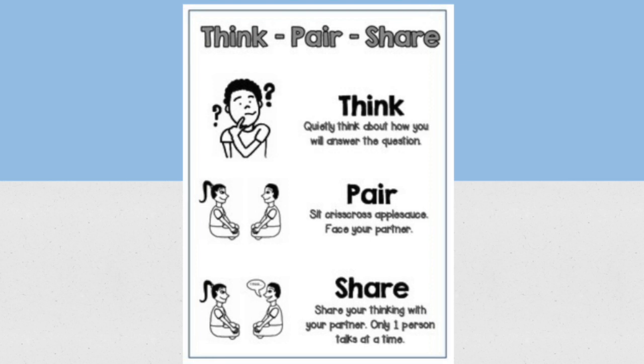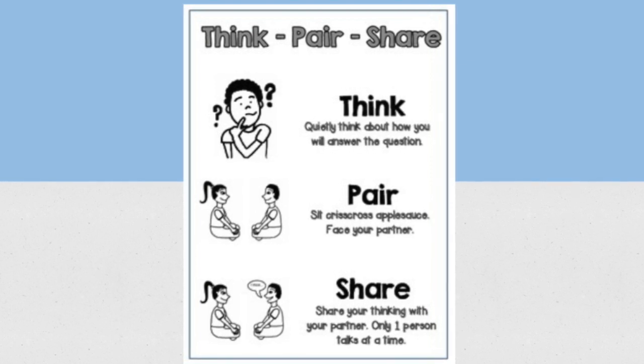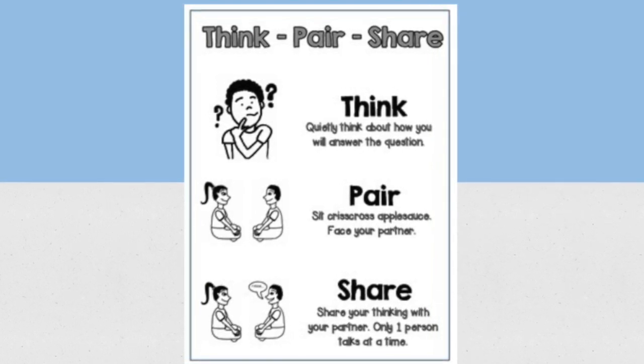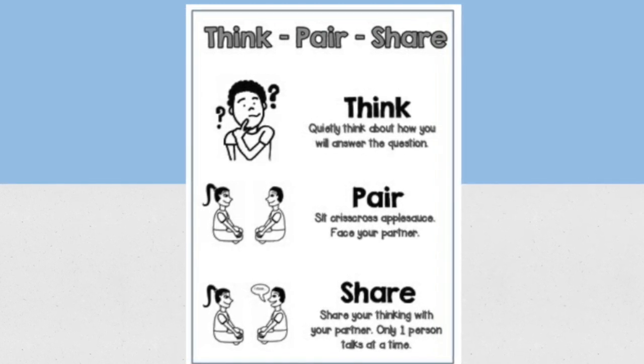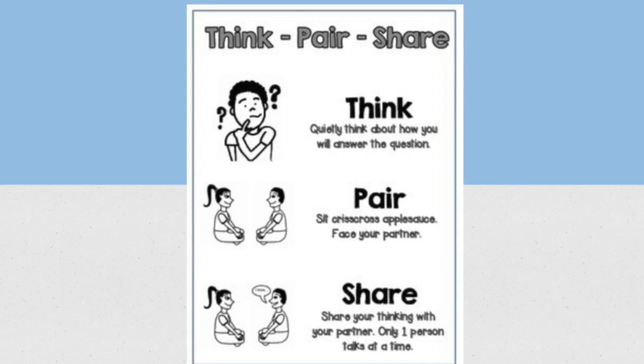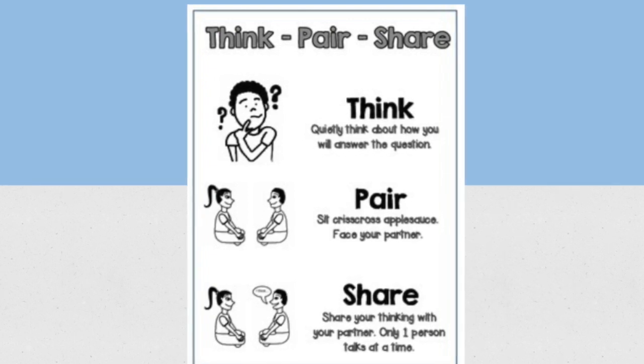The last instructional strategy is think, pair, share. Students first think about a question and how they will answer it. They then pair with a partner and discuss. And last, they share one person at a time with the class.